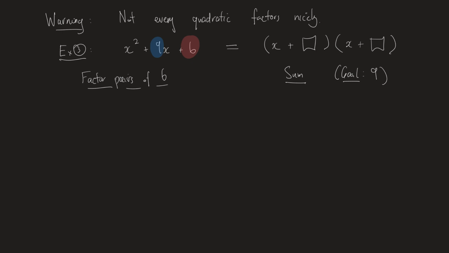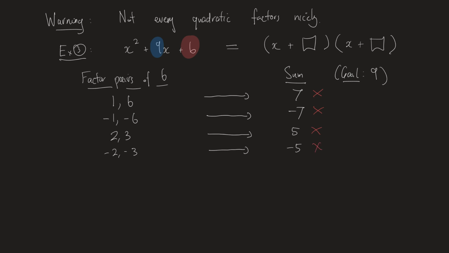Well, let's go hunting for factor pairs. Well, we can get the easy ones out of the way first. 1 and 6 multiply to give me 6, but they sum to 7. -1 and -6 multiply to 6, but they sum to -7. 2 and 3 are a factor pair of 6, but they sum to 5. And -2 and -3 are also a factor pair, and they sum to -5. So none of these sums worked out to 9, which is what I was looking for.